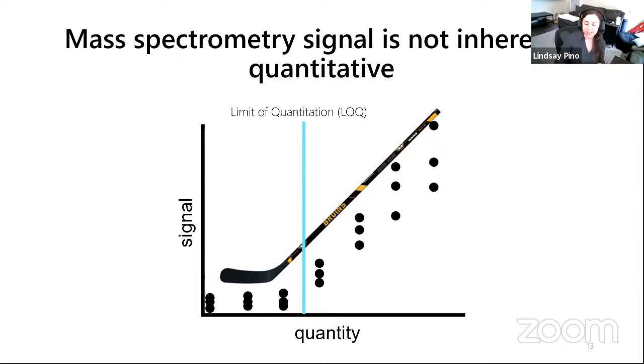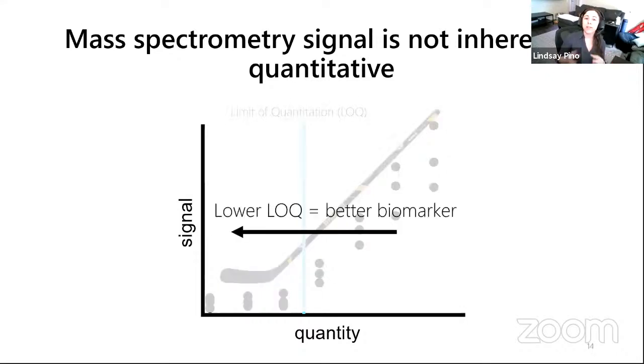Why is this limit of quantitation important? Every single mass spectrometer and every single sample prep and every single peptide has its own unique limit of quantitation, or LOQ. The lower the limit of quantitation, the better the biomarker is. This is because it means that that analyte, that peptide, that protein, that thing you're measuring, can be measured more sensitively. You can get to a lower and lower quantity correlation for the signal that you're measuring on your instrument.